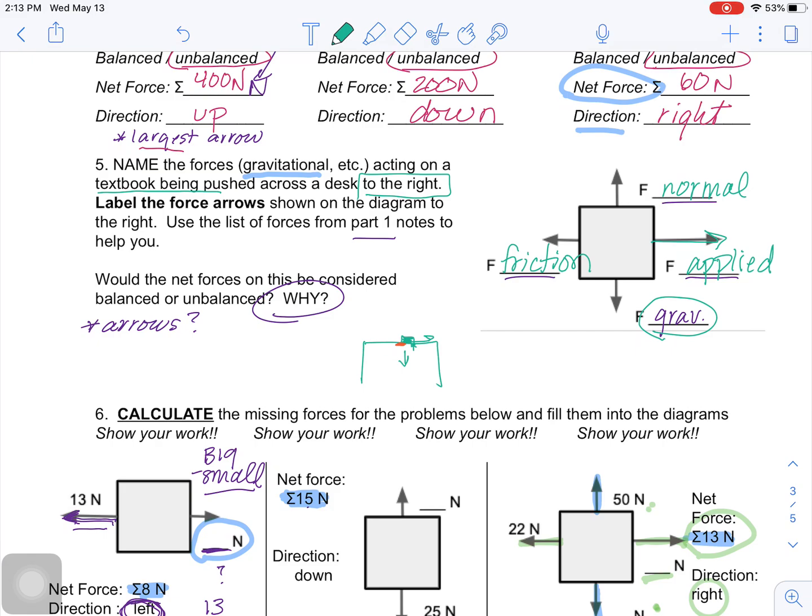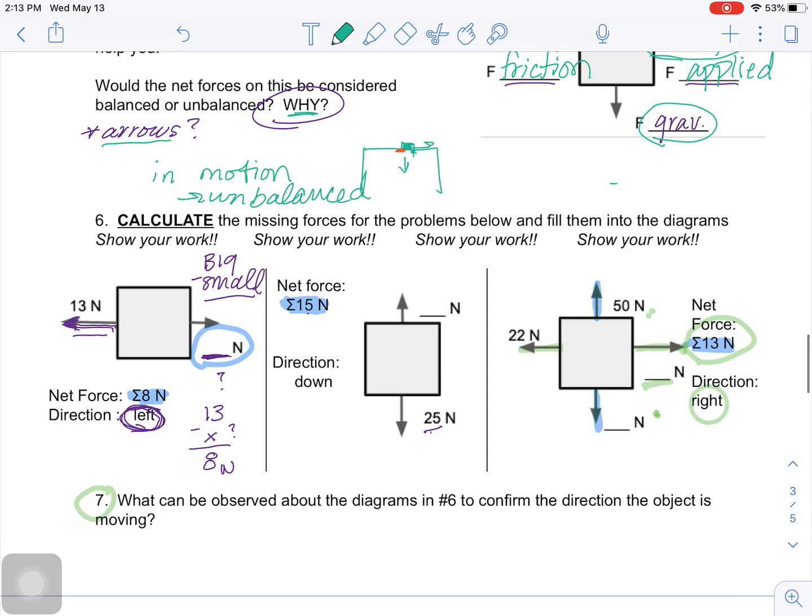And looking at the arrows, we can see a little bit about their values based on their size. There's no numbers here. I'm not asking you to calculate, but just noticing this is the larger one, so that clues me in about the motion of the book as well. So kind of thinking about that for this question, would this be considered balanced or unbalanced, and why? Well, I know the book is in motion, and so that's my biggest clue. Because there is motion, this is going to be an unbalanced force.